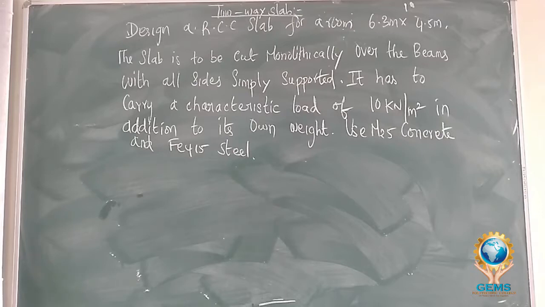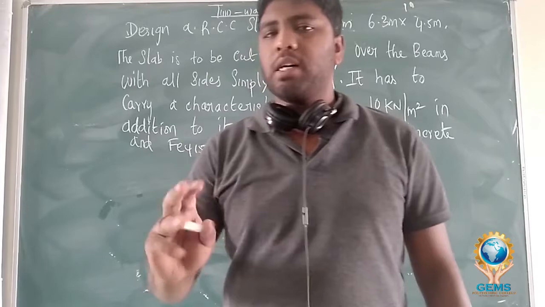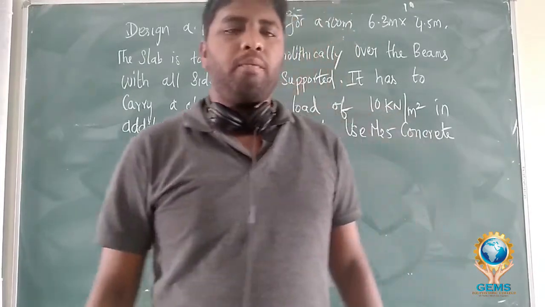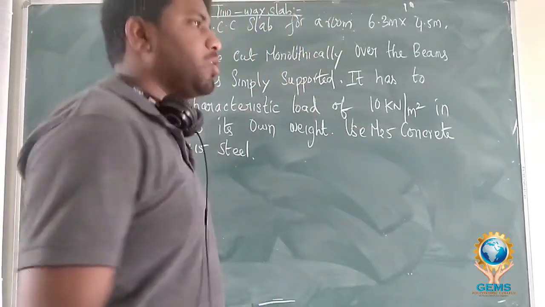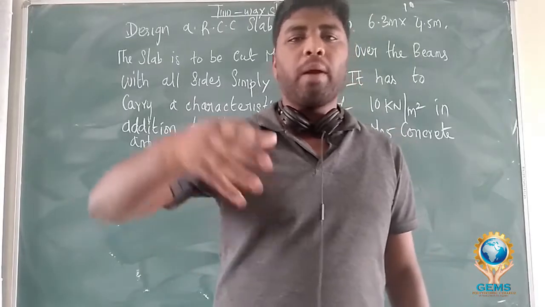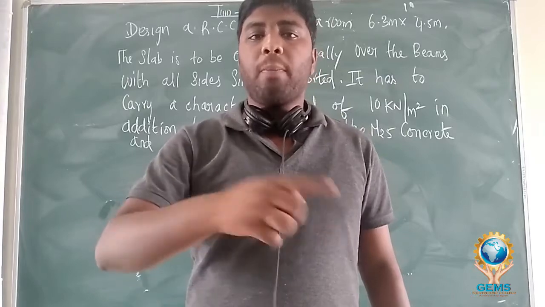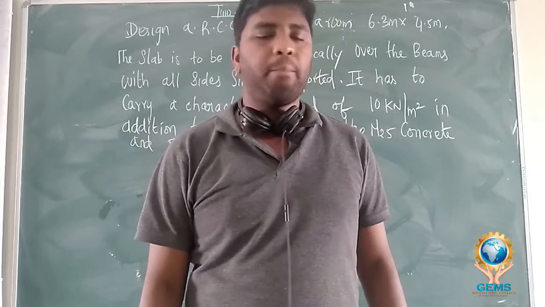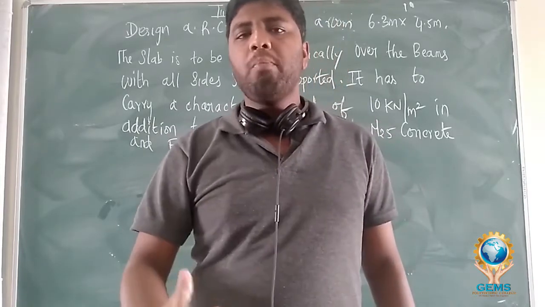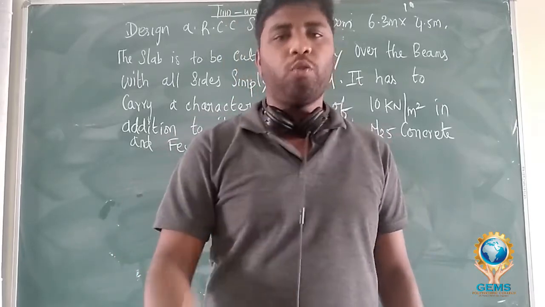Now we will design the problem. What is the first step? We will analyze whether the given slab is a one-way or two-way slab. One-way slab means loads are applied in only one direction, along the shortest span. Two-way slab means the loads are applied in two directions, in the X direction also and in the Y direction also. While doing the problem, I will tell you the difference between the design of a one-way slab and the design of a two-way slab.